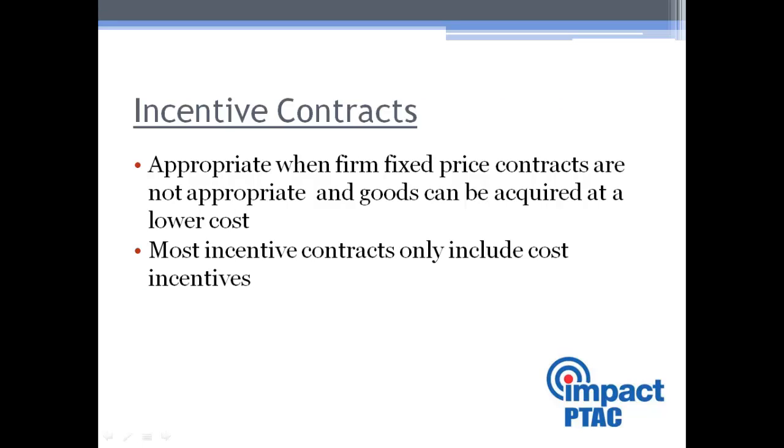Incentive contracts, as described in this subpart, are appropriate when a firm fixed price contract is not appropriate and the required supplies or services can be acquired at lower costs and in certain instances with improved delivery or technical performance. Incentive contracts are designed to obtain specific acquisition objectives by doing 2 things. First, by establishing reasonable and attainable targets that are clearly communicated to the contractor, and secondly, by including appropriate incentive arrangements designed to motivate contractor efforts that might not otherwise be emphasized and discourage contractor inefficiency and waste.